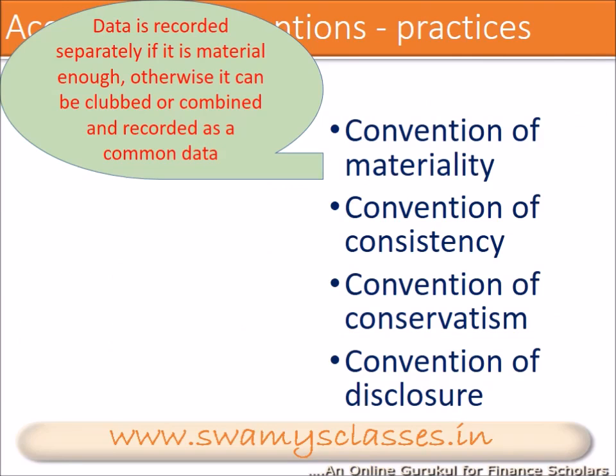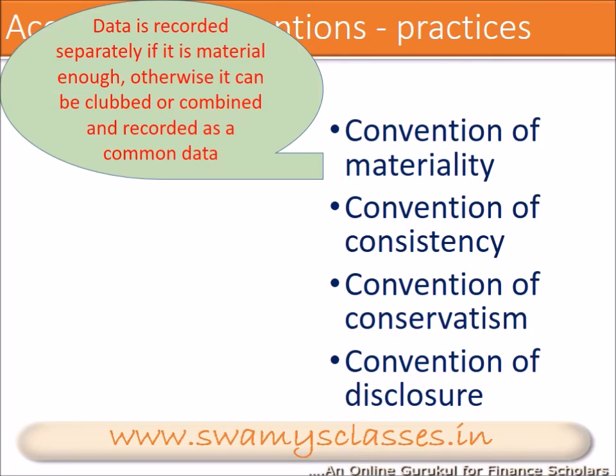So we will start with the first one, that is Convention of Materiality. Data is recorded separately if it is material enough, otherwise it can be clubbed or combined and recorded as a common data. Basically, we classify the data into material and not so material. When we say material, the simple meaning, a knowledge about this will influence the decision making. When I say not so material, it may not influence decision making.